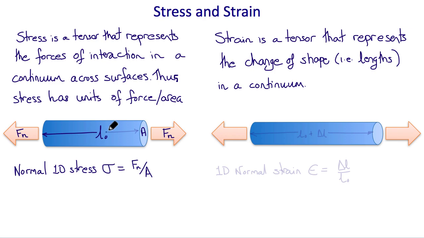So if our sample had an original length of L0 and as a result of the application of the forces stretched to a new length L0 plus delta L, then the 1D normal strain in this tensile example, epsilon, equals delta L over L0. So stress is force per unit area, strain is length change.